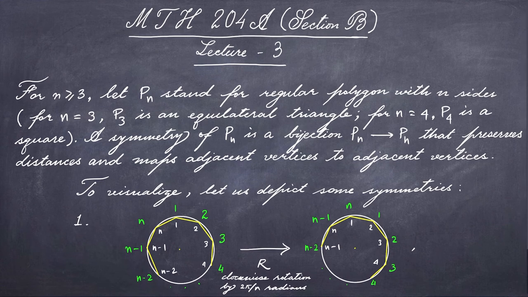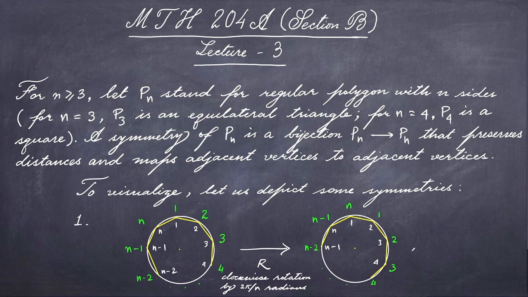Let n be a positive integer not less than 3, and by Pn we denote the regular polygon with n sides. For example, when n is 3, then the regular polygon with 3 sides is an equilateral triangle. For n equal to 4, it's a square. For n equal to 5, it's a regular pentagon, and so on.